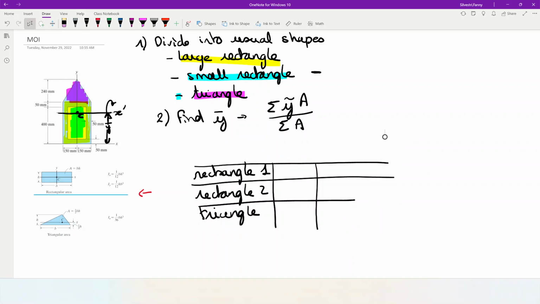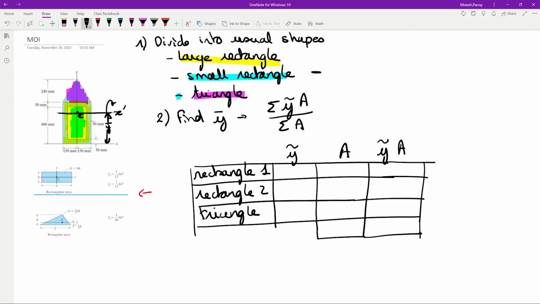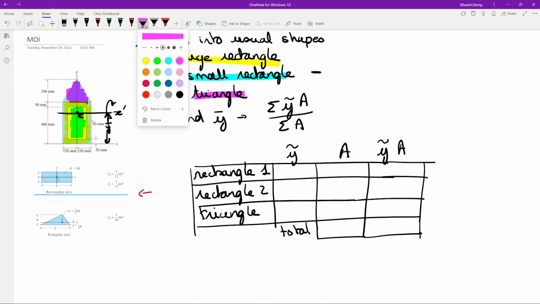So we will have here the y tilde. Here we will have the area. And there the y tilde times the area. We will also need the total area and the total y tilde A. Okay, so let's fill this table one by one.